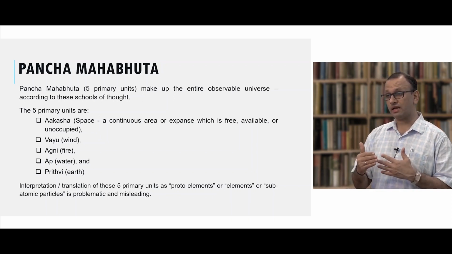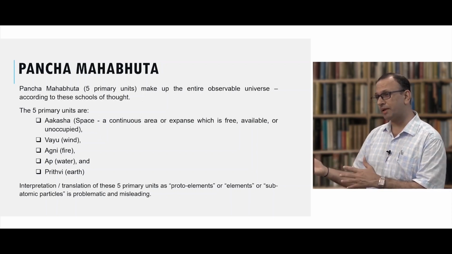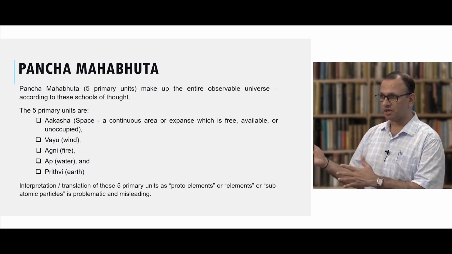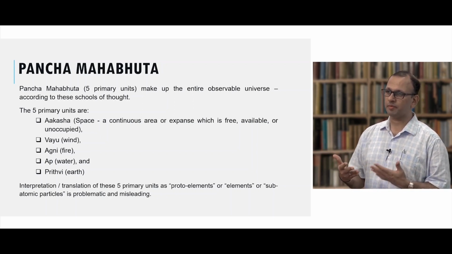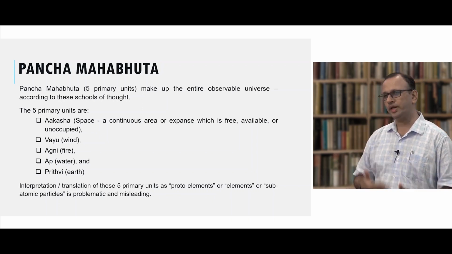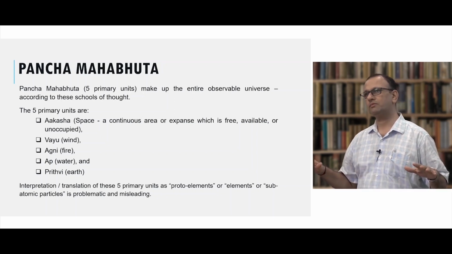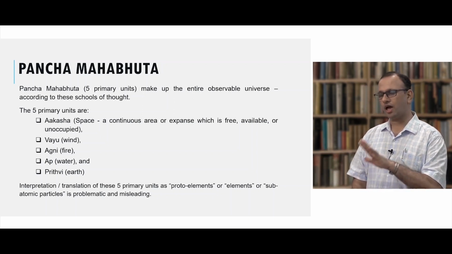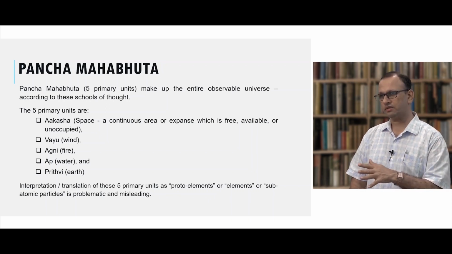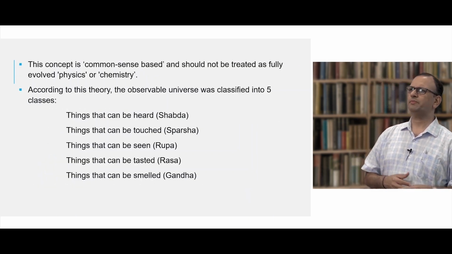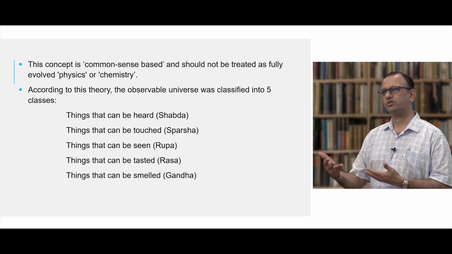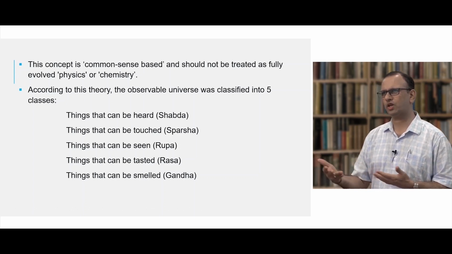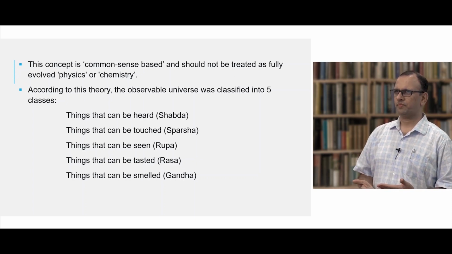Interpreting or translating these five primary units as proto-elements, elements, atoms, atomic structure, or maybe subatomic particles is problematic and could be misleading. It is to be simply understood that they are the five primary units. The entire universe is made up of these five primary units. This is how our ancient scholars perceived this universe. This concept is common sense based. It should not be confused for highly evolved physics or chemistry. It is simply common sense based.